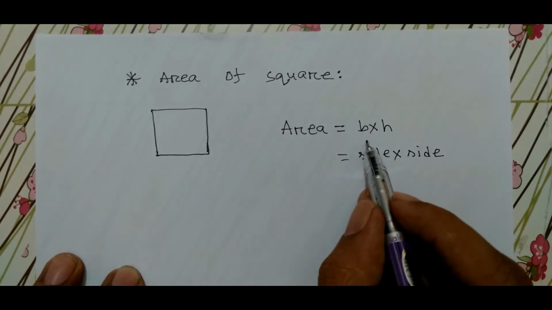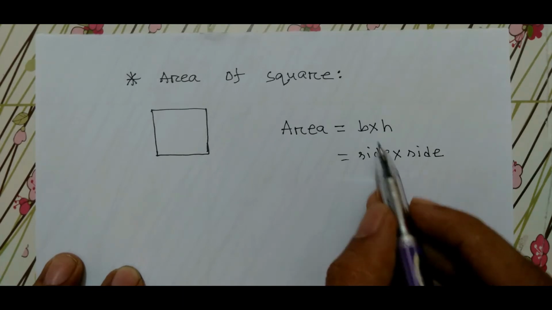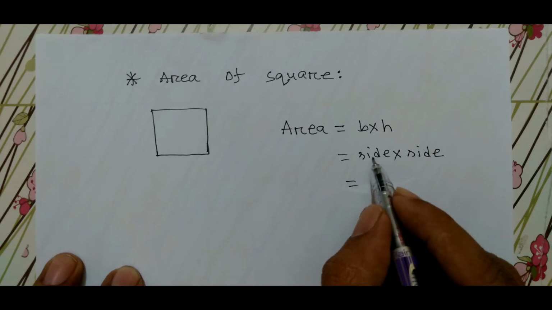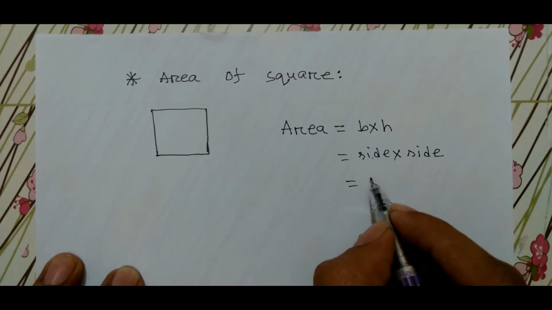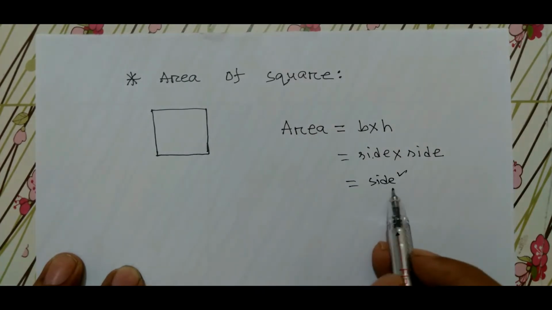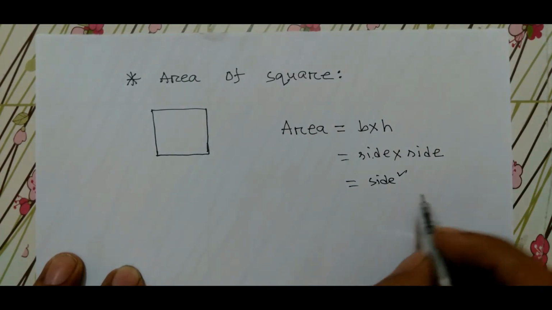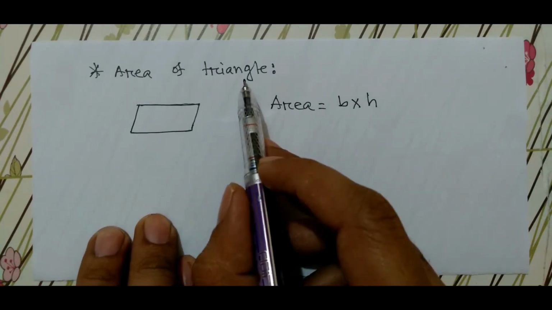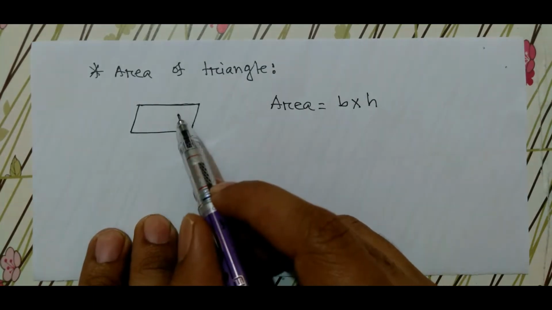That's why I have written simply the side in the place of base and height. Now if you multiply side by side, then you will find just side square. So this is the area of square, that is side square. So it's so easy. Now we will find the area of triangle from the area of parallelogram.